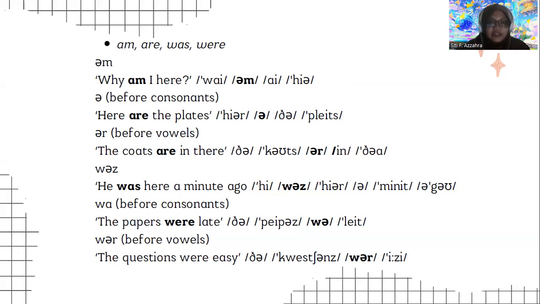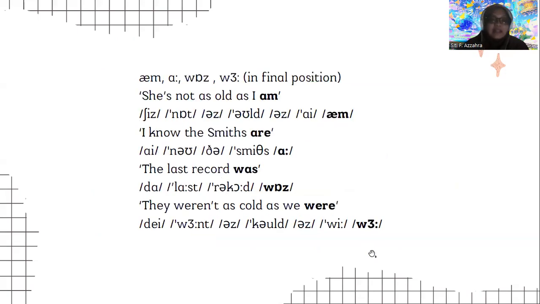And for were, if it came before consonants, it will be pronounced like were, like the papers were late. And if it came before vowels, it will be pronounced like were, like the questions were easy. And if am came in the final position, it will be read as am with the jump on the M, like she's not as old as I am.